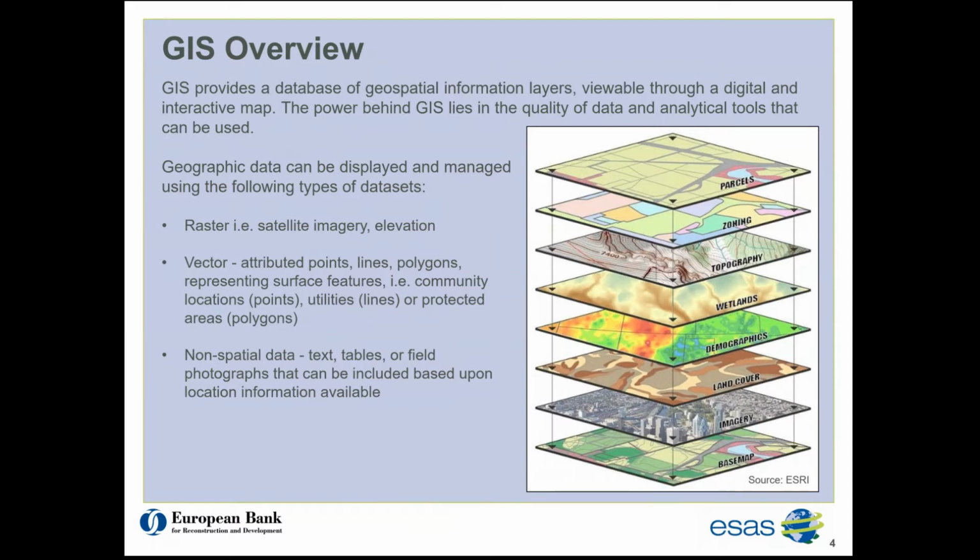GIS stores and displays a variety of geographic information, including raster data, where each cell or pixel stores an attribute value, and examples of this can include satellite or aerial imagery, digital elevation models, or scanned topographic maps, for example. Also vector data, which takes the form of attributed points, lines, or polygons, which represent surface features. And examples of these could include community locations as point features, rivers, roads, railways, or utilities as polyline features, and, for example, habitat mapping or protected areas represented as polygons.